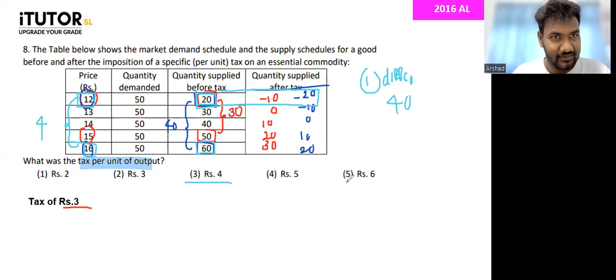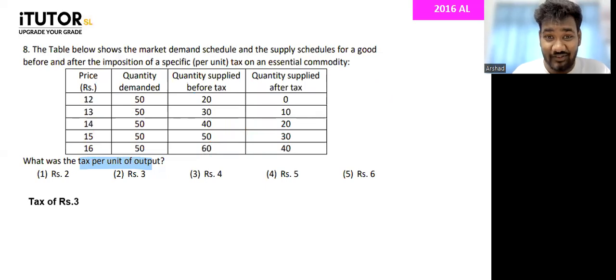Okay. It's a little confusing if you are learning this for the first time. Now we'll see how many of you can figure this out. Now these are the actual numbers they have given. Can you all tell me what is the difference between this and this? Quantity supplied before and after. There's a difference of 20.